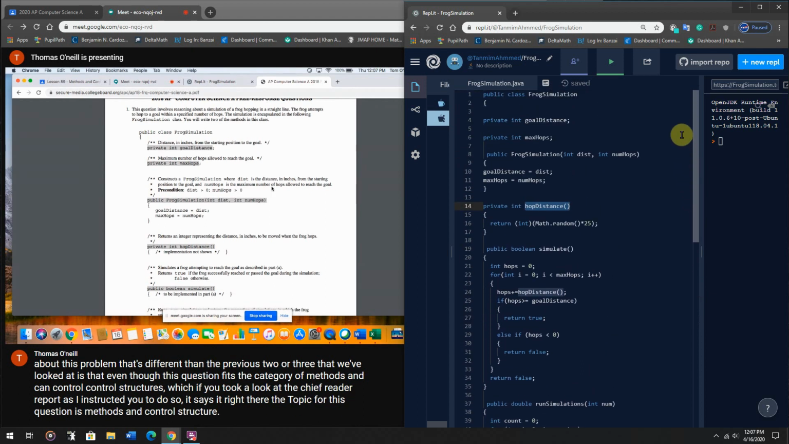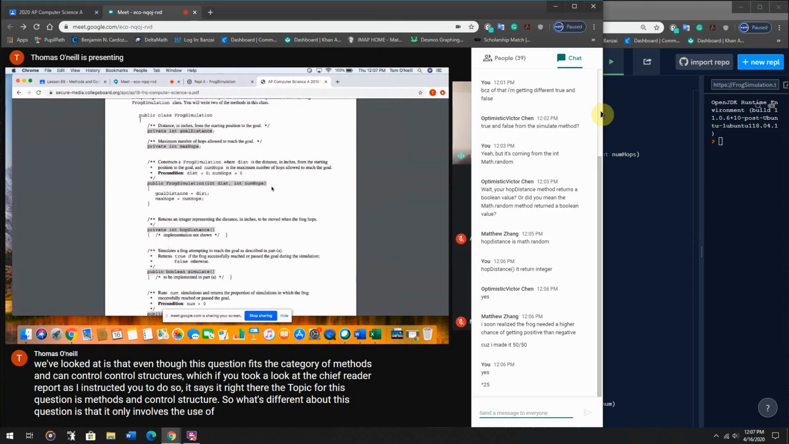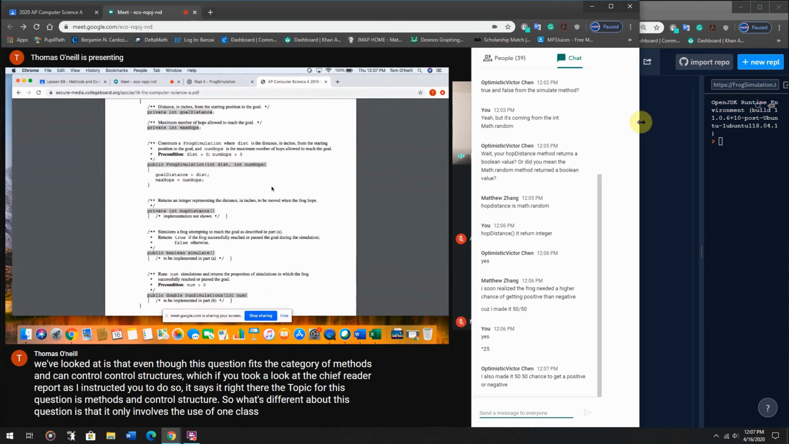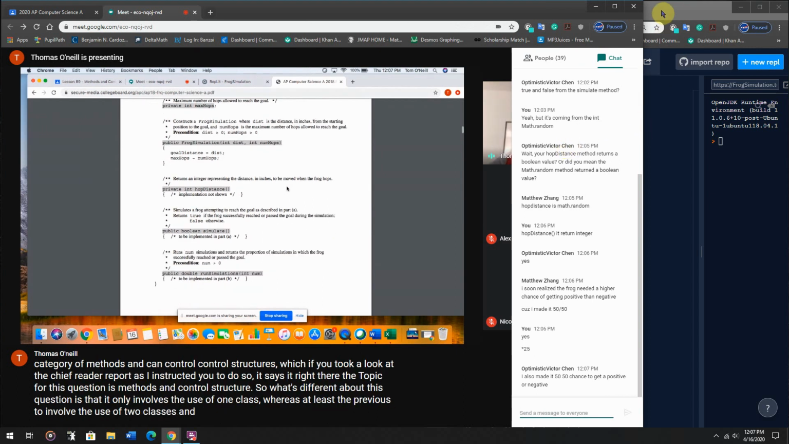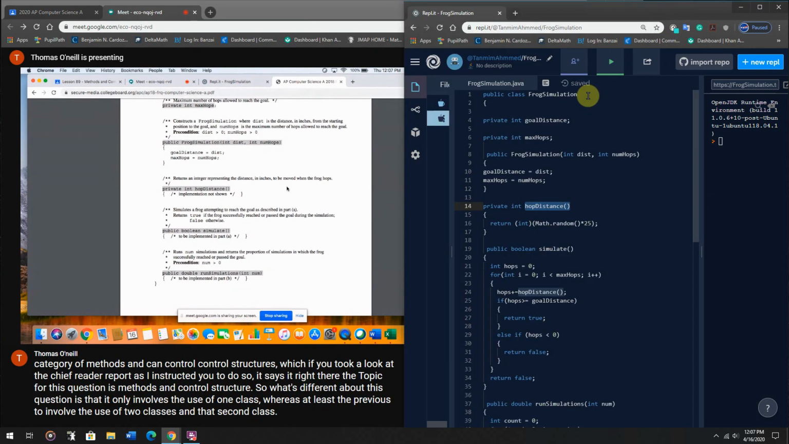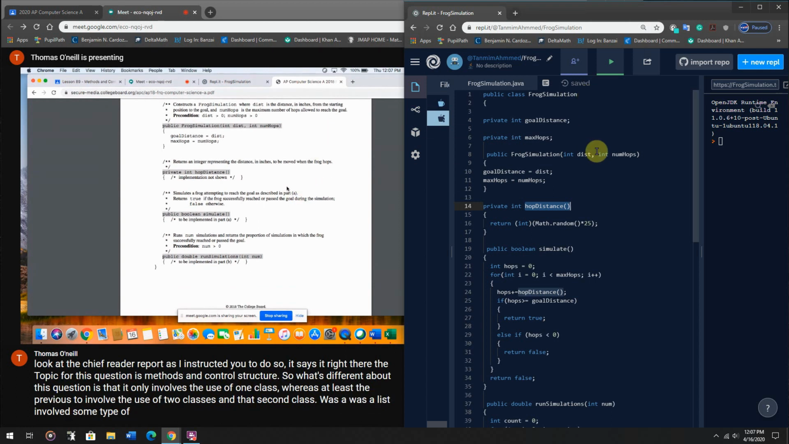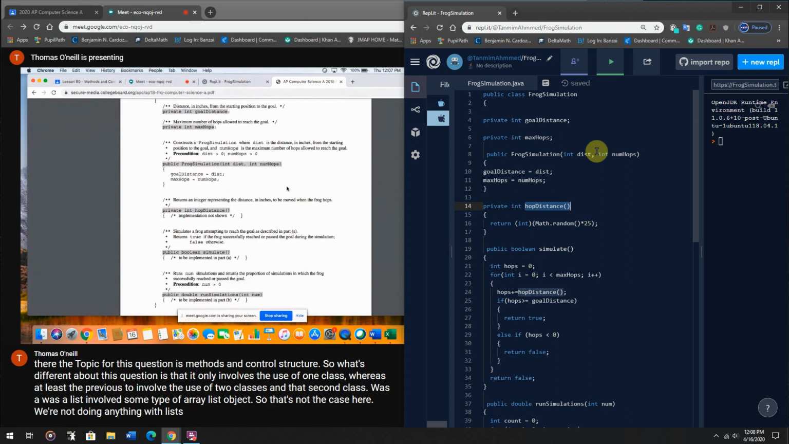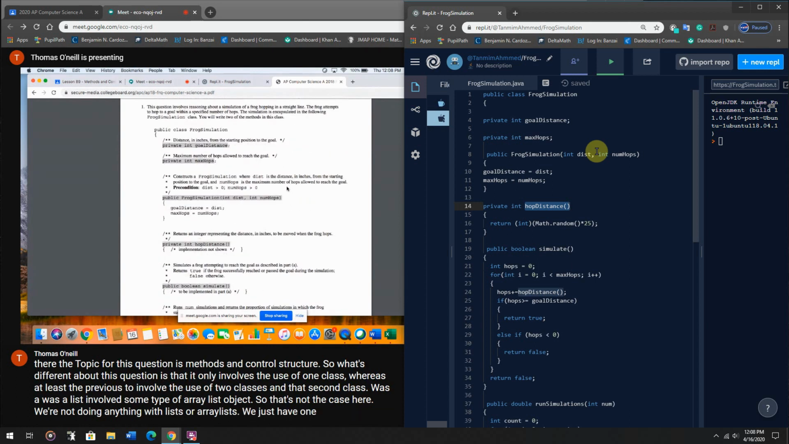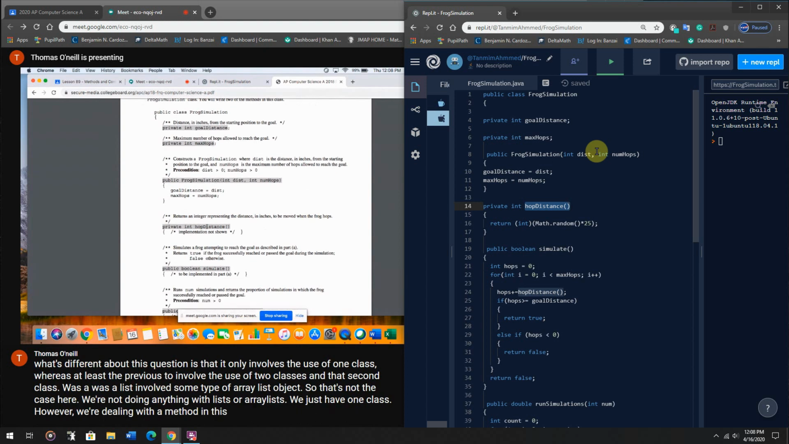So what's different about this question is that it only involves the use of one class, whereas at least the previous 2 involved the use of 2 classes, and that second class was a list, involved some type of array list object. So that's not the case here. We're not doing anything with lists or array lists. We just have one class. However, we're dealing with a method in this hop distance that is somewhat abstract.